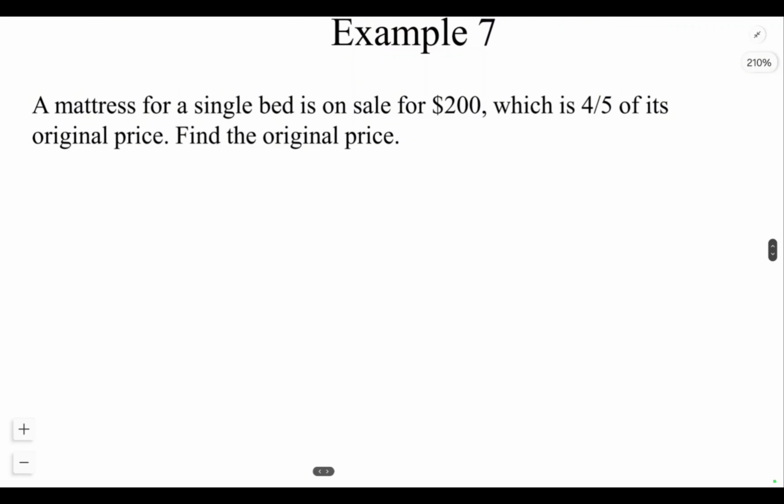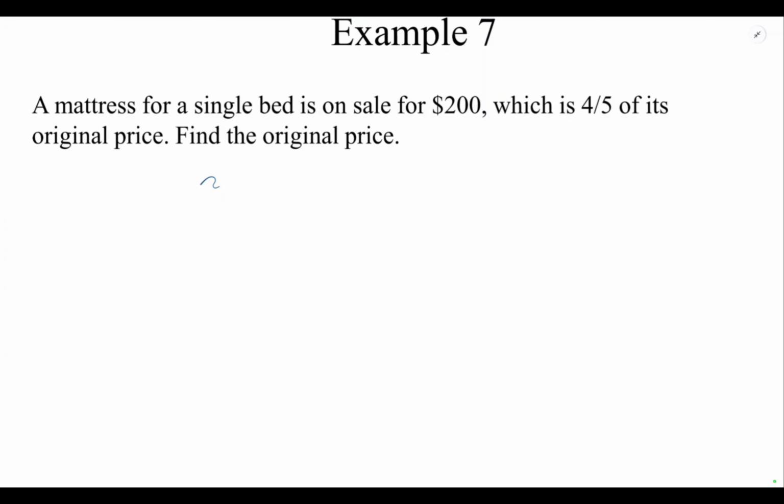All right, take a few minutes and see if you can do this problem. We have a mattress for a single bed on sale for $200, which is 4/5 of its original price. So let's find the original price.